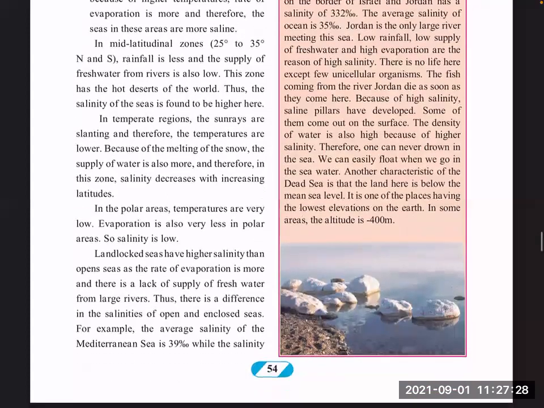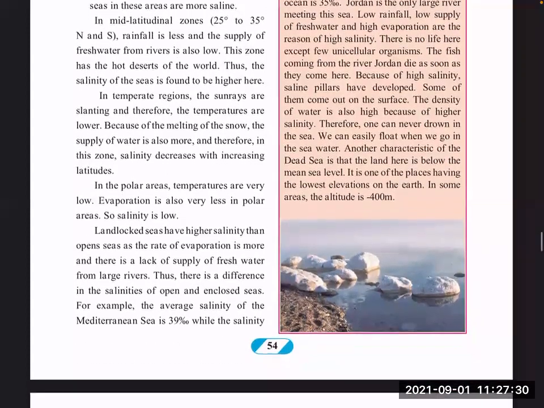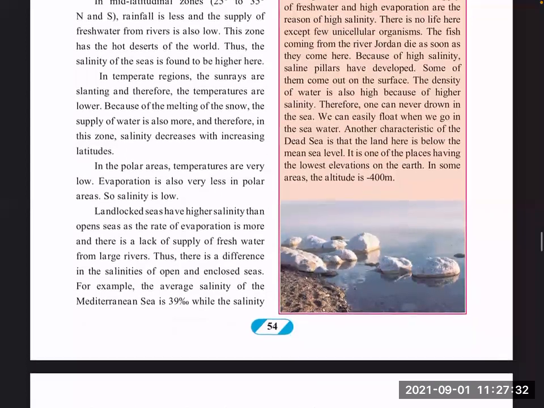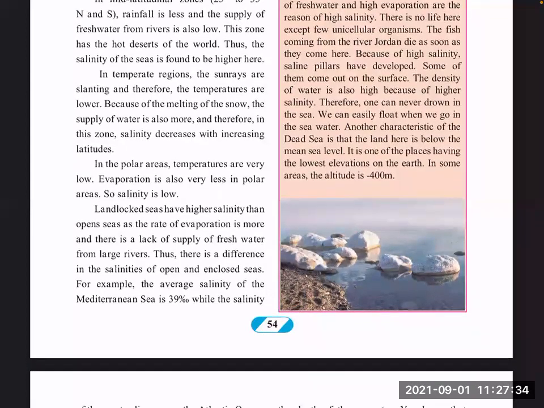Landlocked seas, I already explained now: the Red Sea, Black Sea, Baltic Sea, Caspian Sea, Mediterranean Sea. These are all landlocked seas. There is a lack of supply of fresh water from large rivers. There are no large rivers; all the rivers are very small.